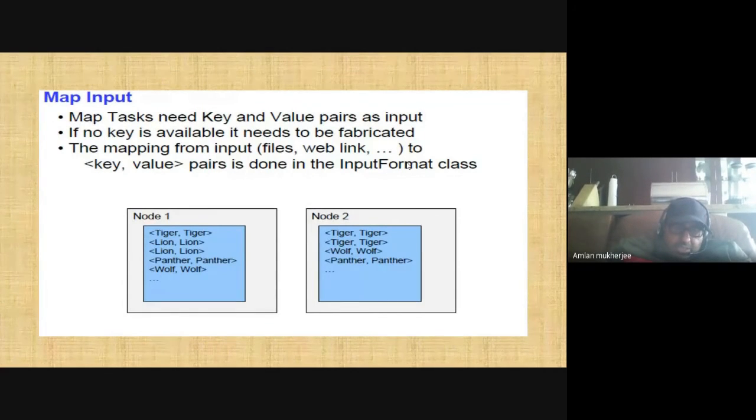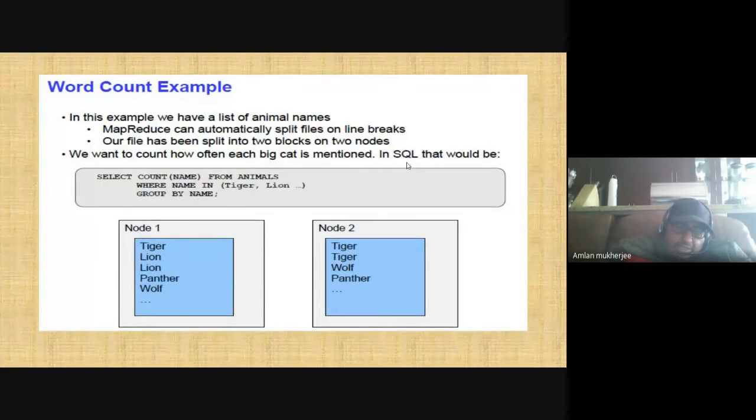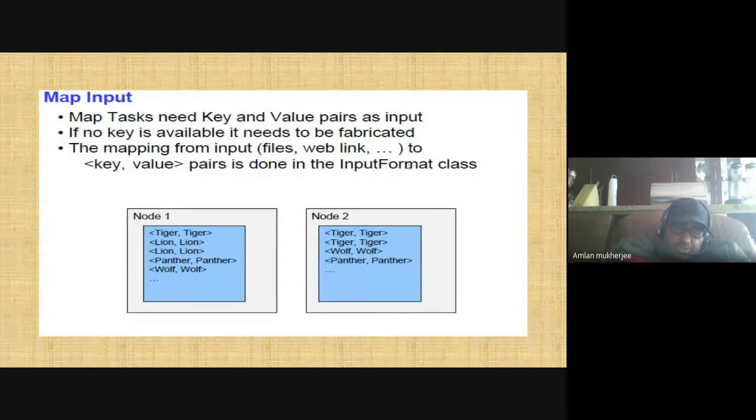So you see over here, there is tiger in node 1, there is lion in node 1, there is panther in node 1, and there is wolf in node 1. Node 2, tiger is there, wolf is there, panther is there. So if you see the next picture again, what they're doing, they're making a key value pair. Okay, what is that? Tiger, lion, panther.